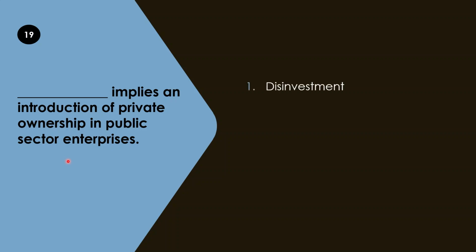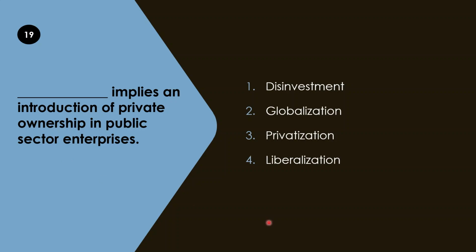Okay, this question is, dash implies an introduction of private ownership in public sector enterprises. The options given to us are disinvestment, globalization, privatization, liberalization. You must have done all these terms. Yes, again, each term you need to understand well. What is disinvestment? Now, disinvestment refers to the process of the government selling or reducing its stake in public sector enterprises. It leads to increased private ownership, isn't it? So this sounds the correct answer for this.